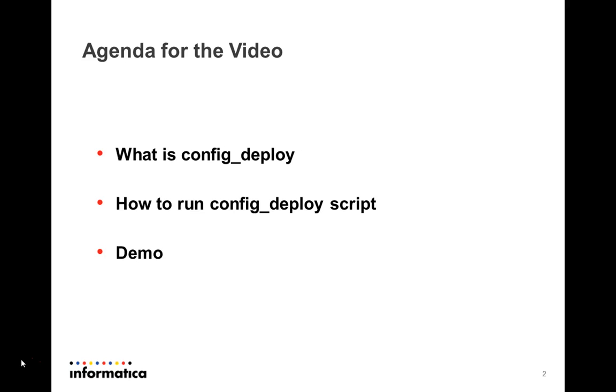So what is the config deploy script actually? When we install the ActiveVOS server, it generates this config deploy script inside our installation directory. This script is responsible for deploying all the resources to the server. By resources, I mean data sources, JNDI, deploying the ActiveVOS EAR file and the WAR file, creating the JDBC connection, and creating the security realm in the server. All these things are done by this config deploy script.